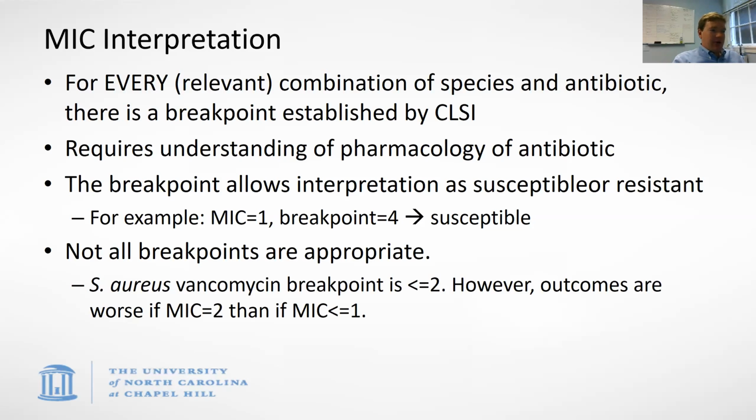There are some breakpoints that are wrong, however, and for infectious disease specialists and pharmacists, that's really important. For example, if Staph aureus has an MIC of less than or equal to 2, that's considered fully susceptible, but we know that outcomes are worse if we use vancomycin and the MIC is 2 than if the MIC is less than or equal to 1, with worse outcomes meaning potentially higher mortality or more treatment failures. So they're not always based exactly on clinical outcomes, although they try to do that, and sometimes they respond to literature and have to make updates.